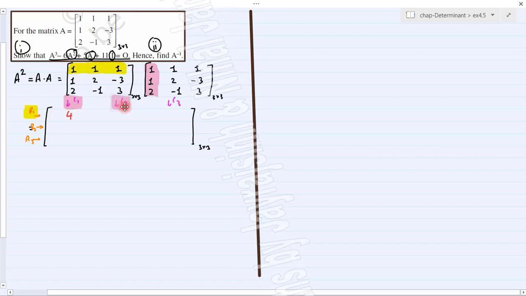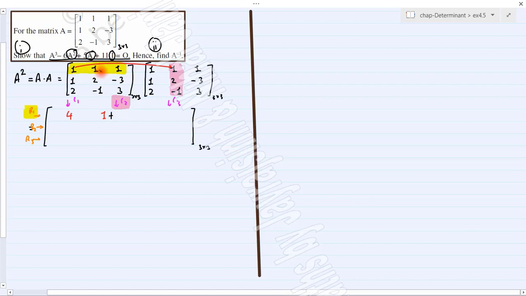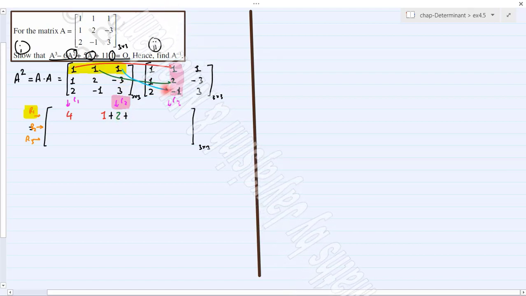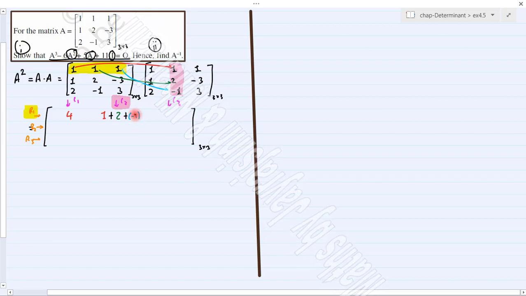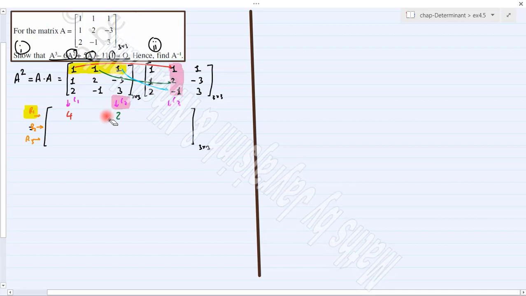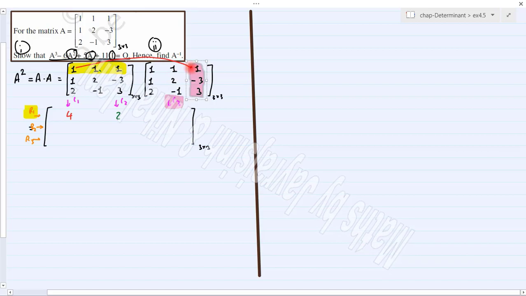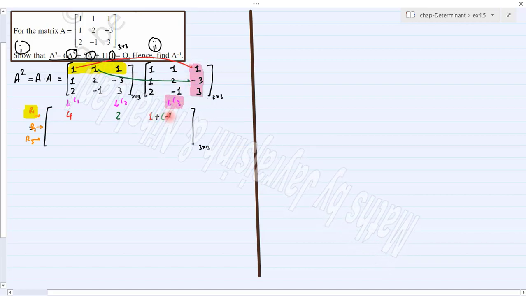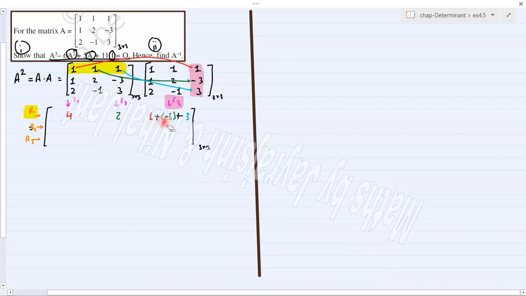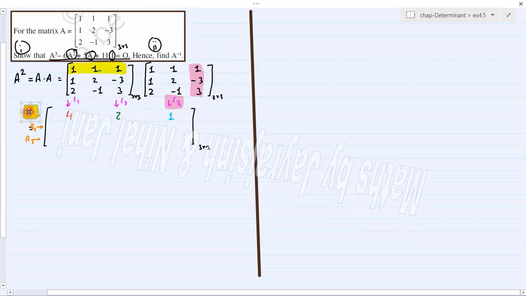Then the next element is in second column. 1 ones are 1 plus 1 twos are 2 plus 1 minus 1s are minus 1. So minus 1 plus 1 will cancel out and you will get 2. Then the last element of first row is in third column. So multiply respective terms. So here and we will get 1. So we successfully get the element of first row.